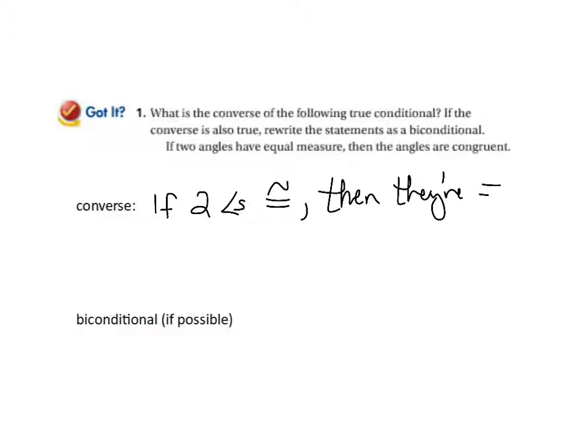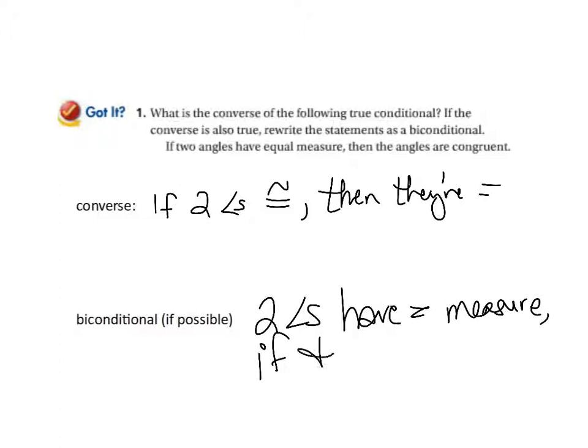You've got two angles that are congruent. Remember, that means you can pick one up, and you can lay it right on top of the other, they match up exactly. Then their measures would be equal? Yes, I think that's true. So then I come back, and what I can say is, instead of doing if-then, I'm going to go back to the original, and I'm going to say two angles have equal measure, if and only if angles are congruent. Meaning I could have written that either way and it works. There's no counterexample to that.